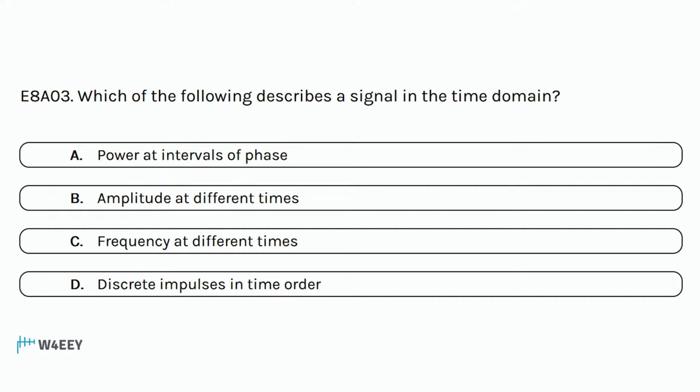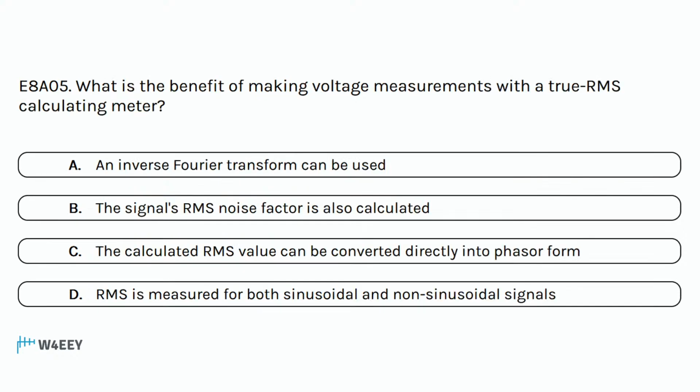So we're in the time domain, we're measuring amplitude on the vertical scale and time on the horizontal scale. I would prefer the answer to be amplitude over time, over a time period, but they say amplitude at different times. So I included this phrase on one of my slides, but I'm not real happy with this question. But okay, amplitude at different times is a way of describing time domain. So what is the benefit of making voltage measurements with a true RMS calculating meter?